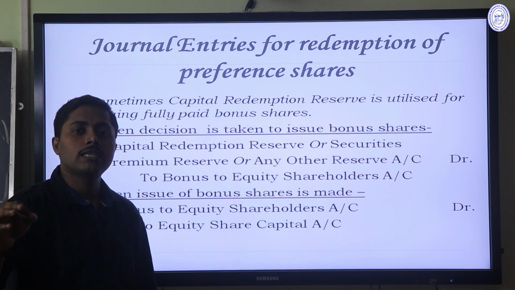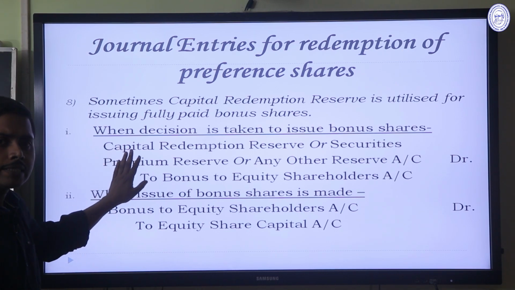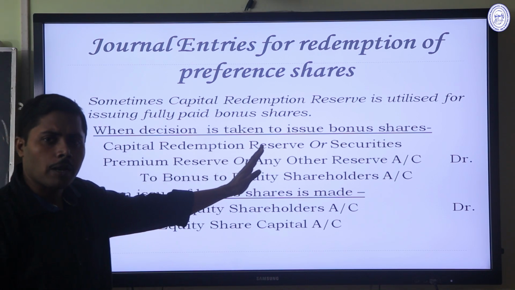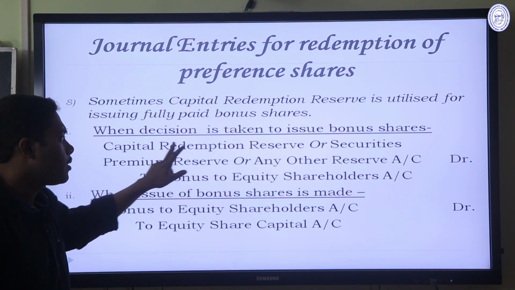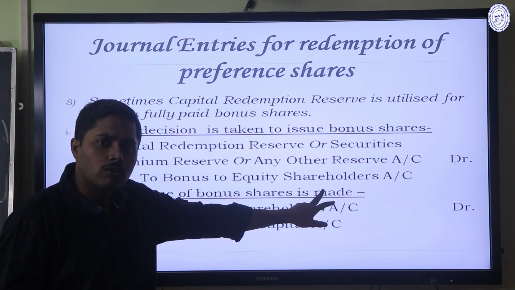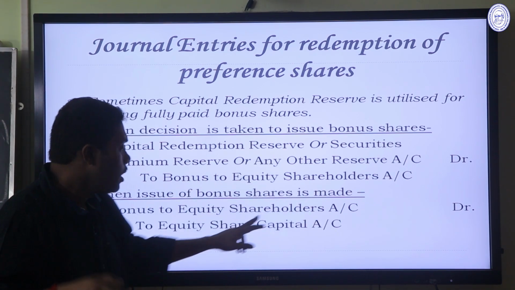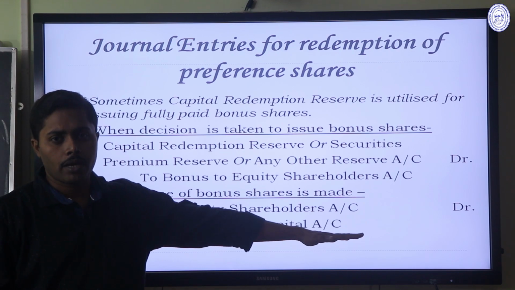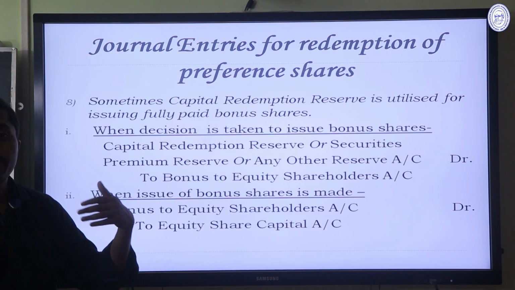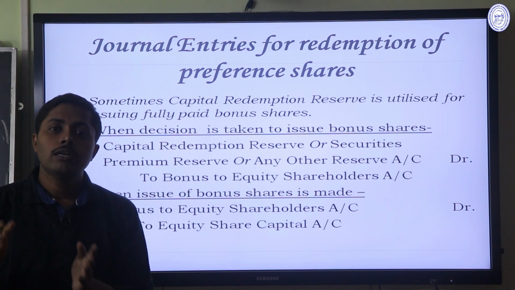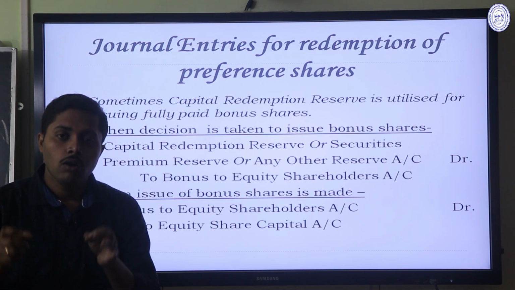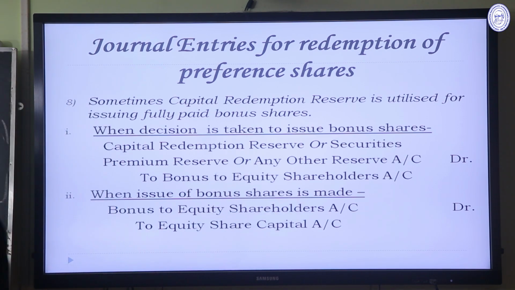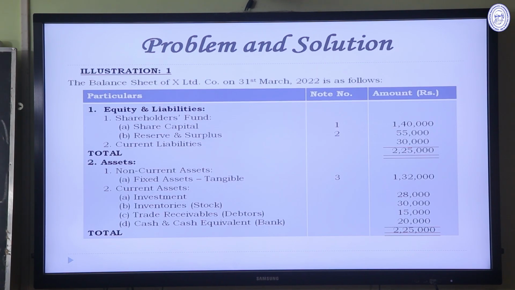And if bonus is given at premium, then the first entry will be same, that is capital redemption reserve account debit, or any other reserve can be utilized for the purpose of giving bonus share. So, capital redemption reserve account debit to bonus to equity shareholder account, and if bonus is given at premium, then bonus to equity shareholder account debit to equity share capital account, to securities premium account. So, this is the entry of fresh issue after carrying out redemption as bonus share. For this bonus issue, CRR account can be utilized. Okay, so that is all about the accounting entries.